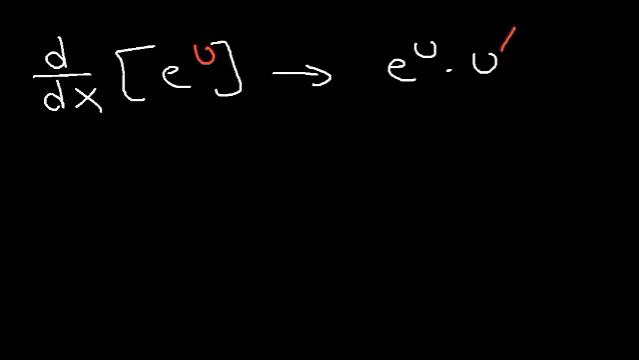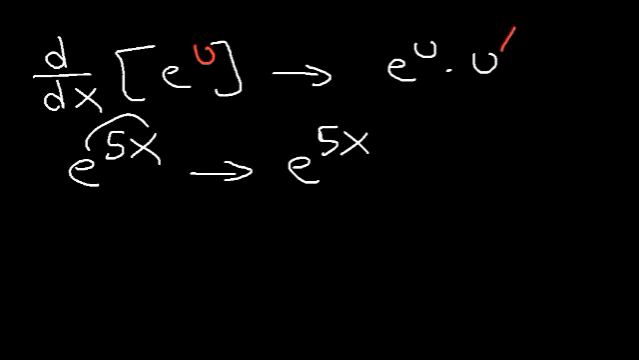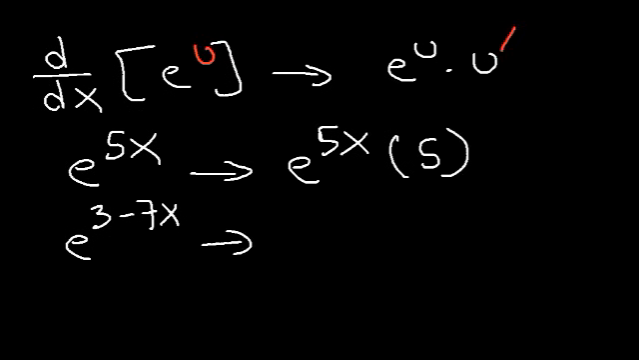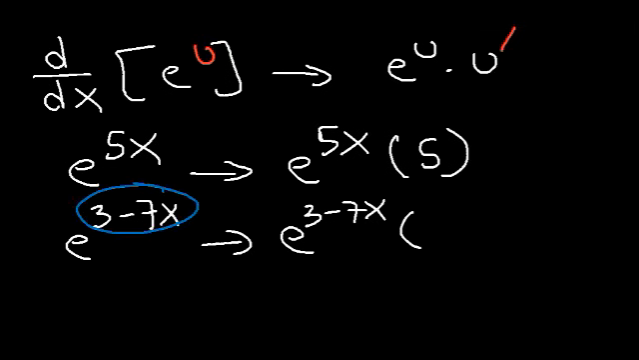So for example, the derivative of e to the 5x is going to be the same thing, e to the 5x, times the derivative of 5x, which is simply 5. So for example, e to the 3 minus 7x. If we wish to find the derivative, it's going to be the same thing, e to the 3 minus 7x, times the derivative of 3 minus 7x. The derivative of 3, which is a constant, is 0, and the derivative of negative 7x is simply negative 7.